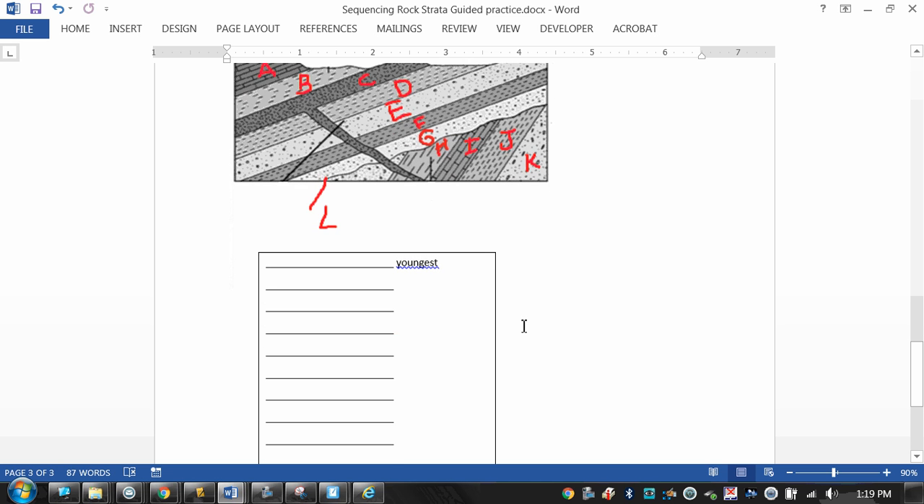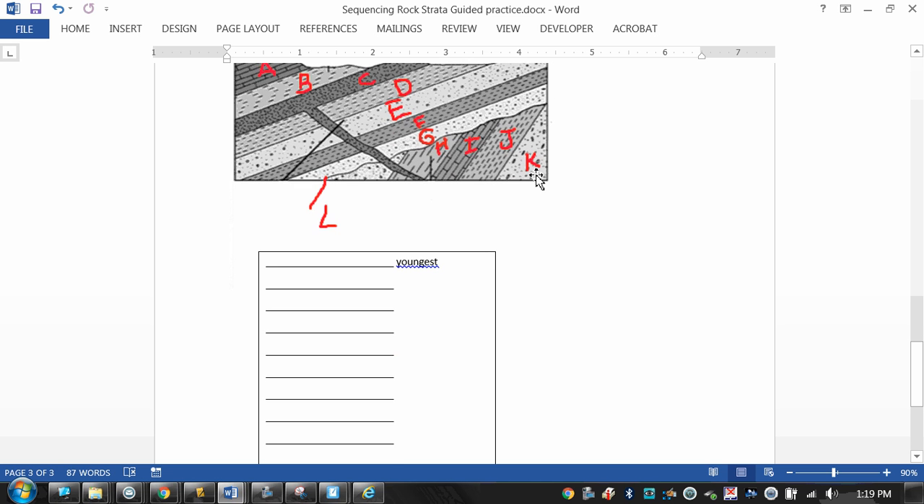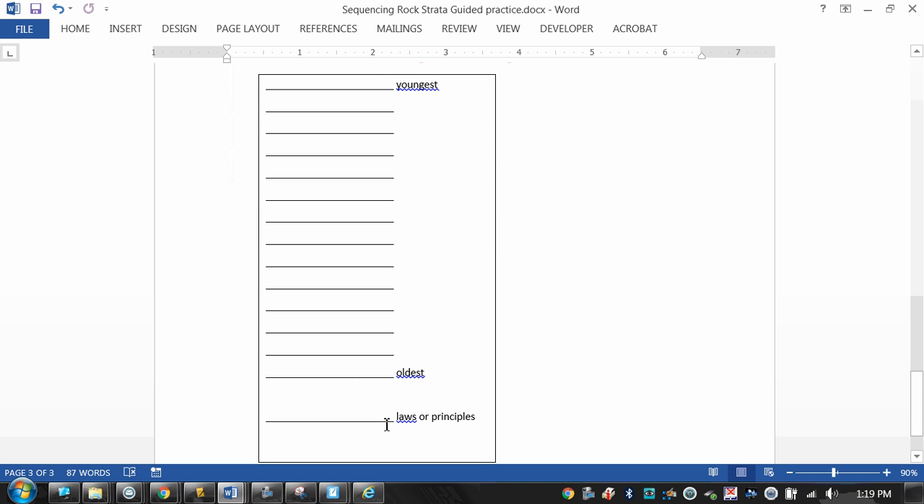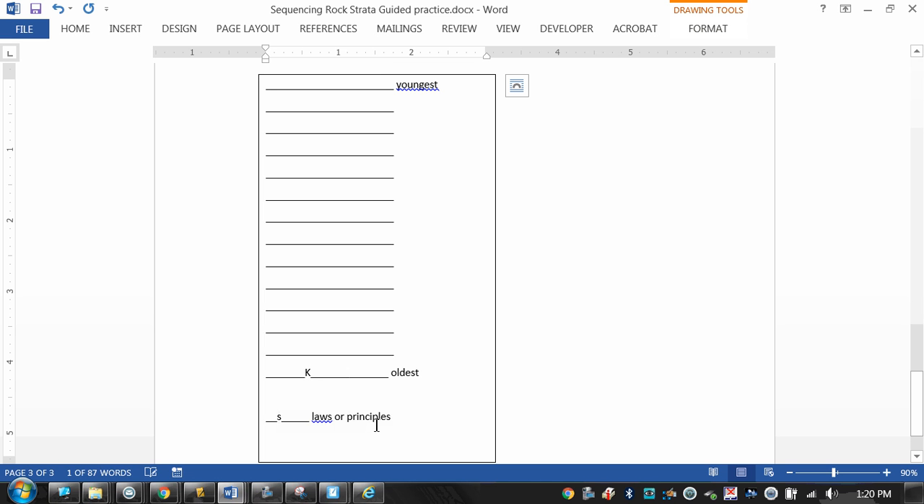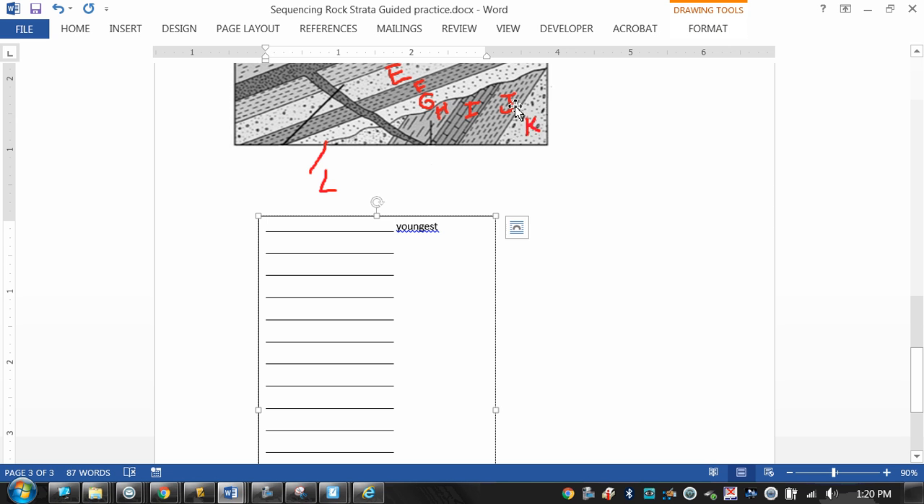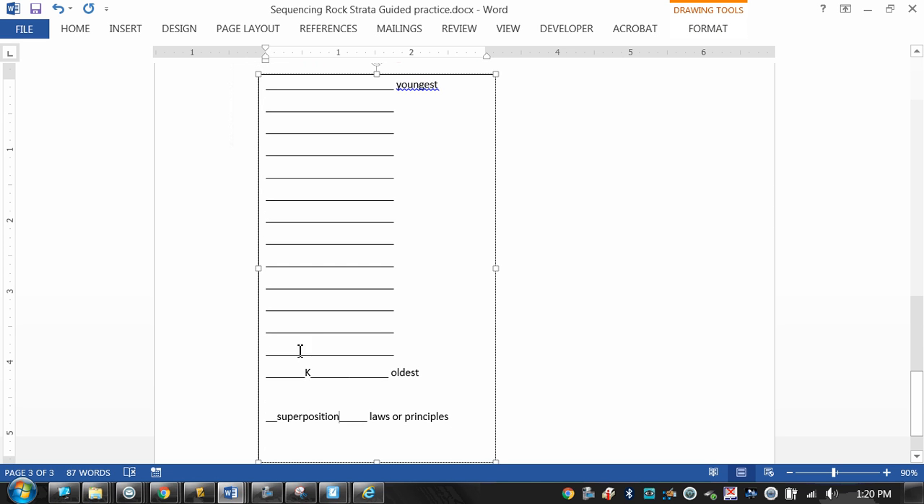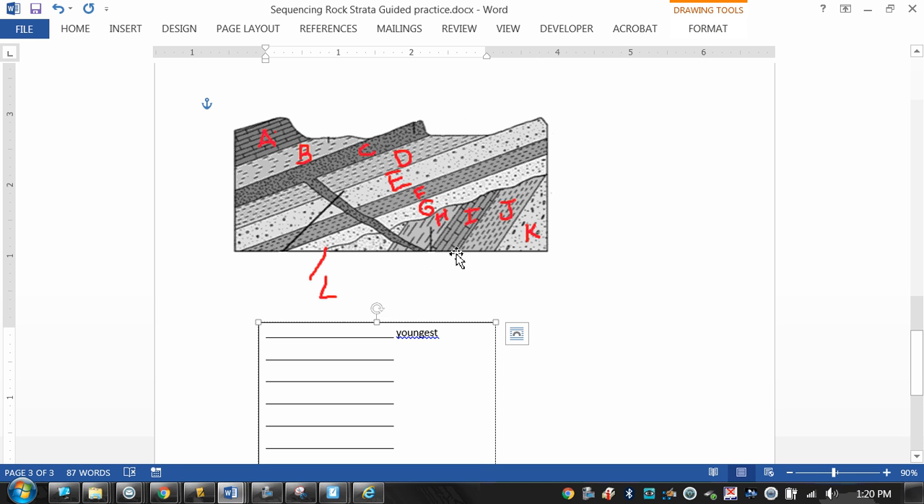All right, here we go. Down at the very bottom of our block is K. So K is our oldest. And once again, the law of superposition is the first law that we're going to use. So K happened, then J, then I, then H. Now our block is shifted, right?